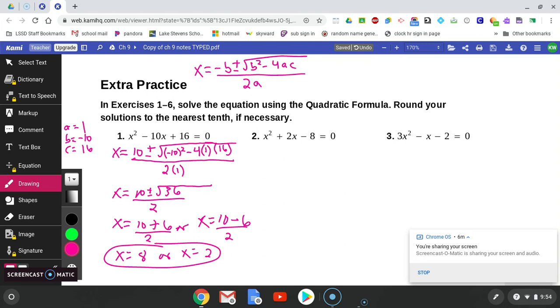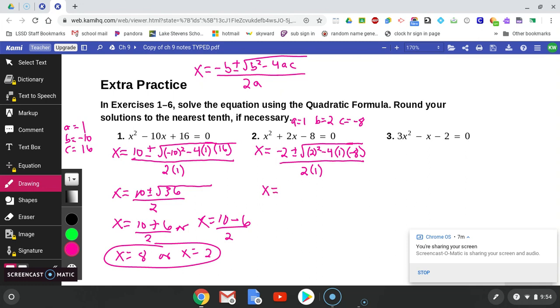So again, start by identifying what A, B, and C are. So A is 1, B is 2, and C is negative 8. Now I'm substituting in. So x is equal to the opposite of my b. My b is 2, so it'd be a negative 2, plus or minus the square root of b squared minus 4 times my a term times my c term, divided by 2 times my a term.